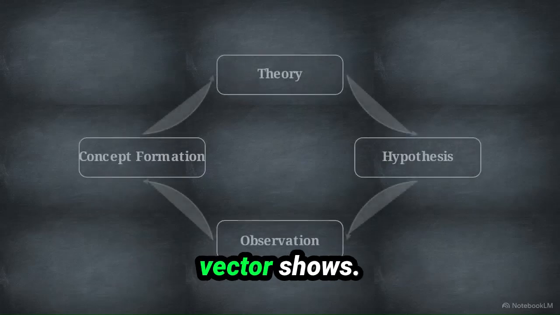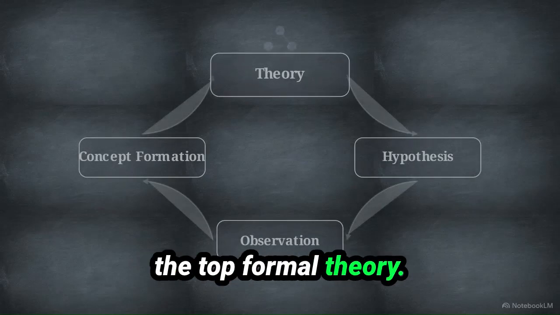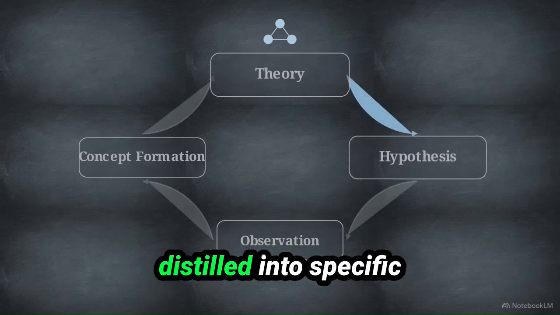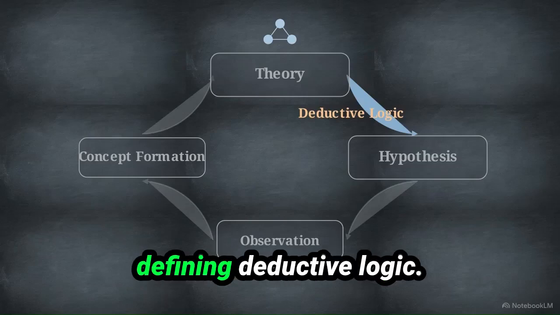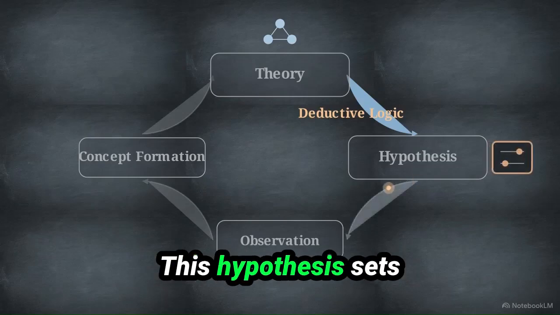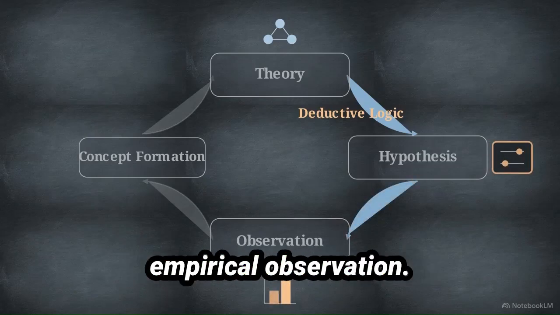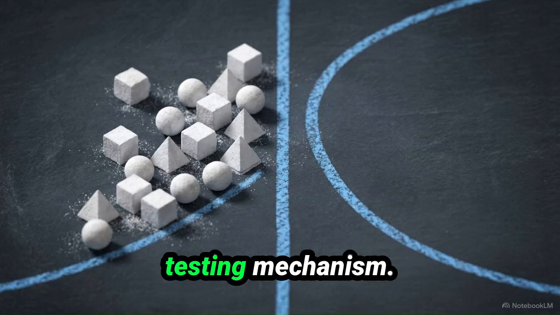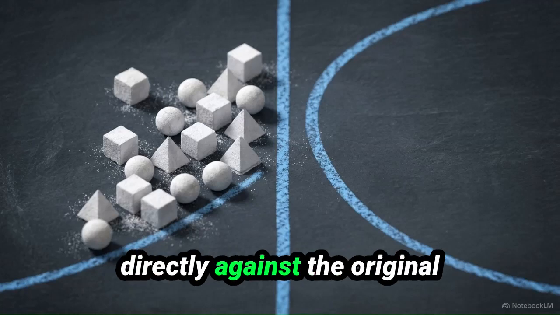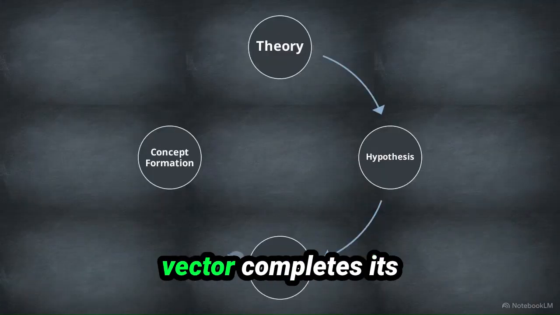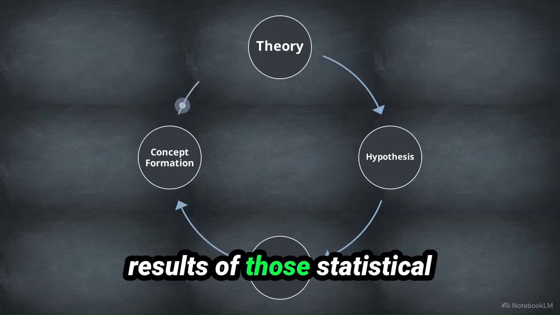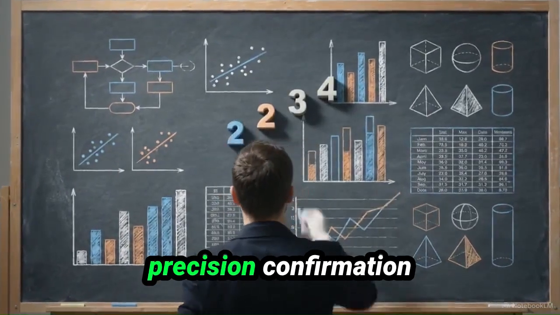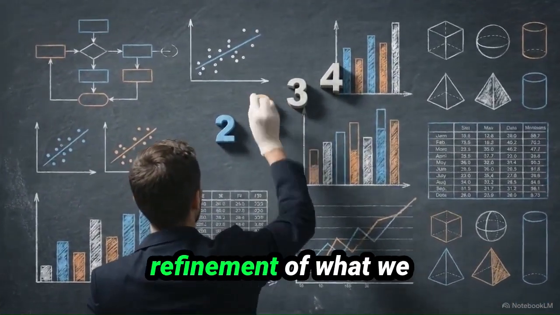Isolating the quantitative vector shows research begins at the top, formal theory. It uses an established framework to dictate what researchers look for. Broad concepts are distilled into specific, testable hypotheses, defining deductive logic. This hypothesis sets strict parameters for measuring variables during empirical observation. Once those observations are collected, statistical analysis serves as the testing mechanism, comparing the hard data directly against the original hypothesis. The quantitative vector completes its circuit by feeding the results of those statistical tests back up the chain to refine the original theory.